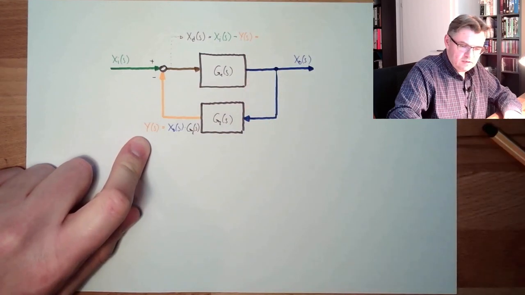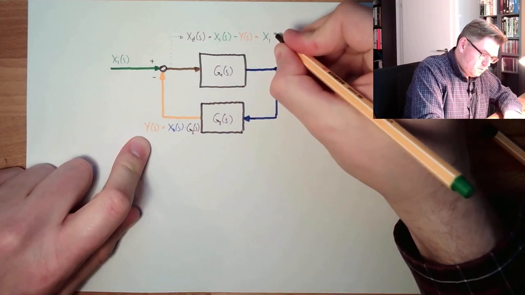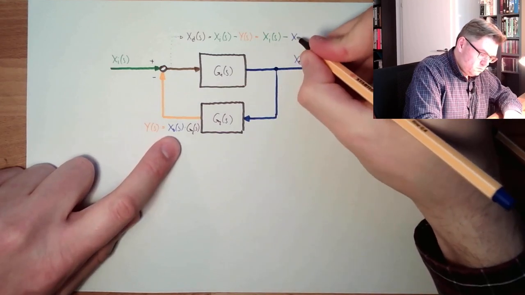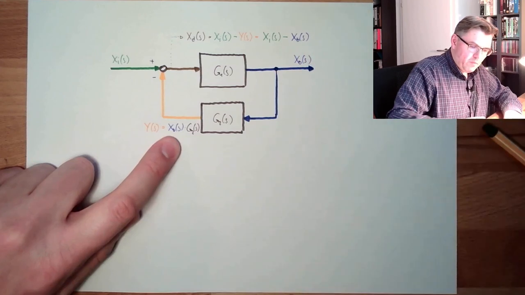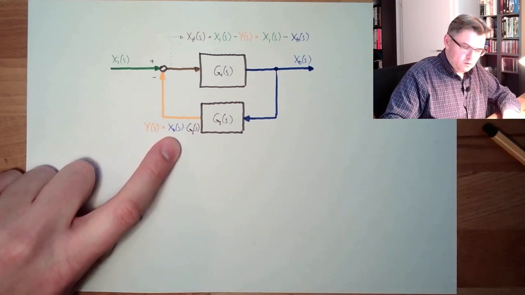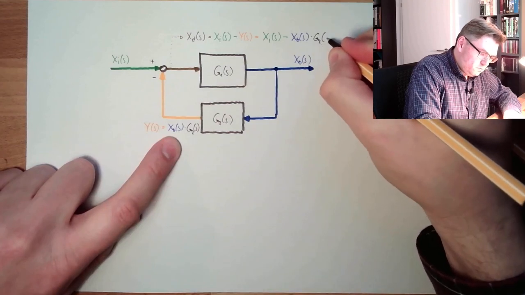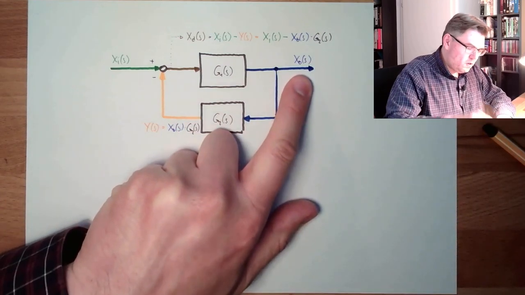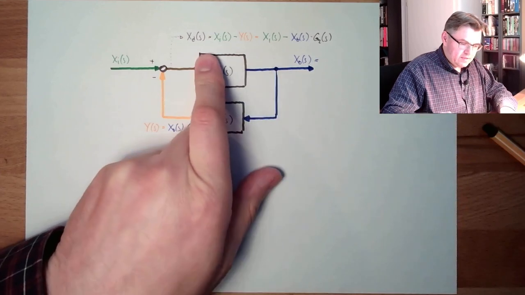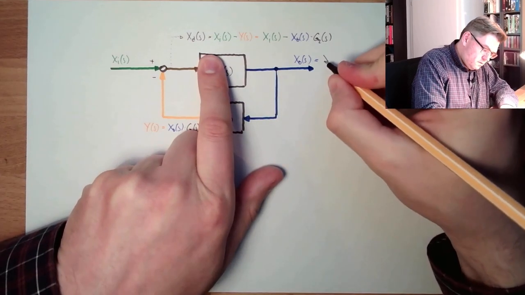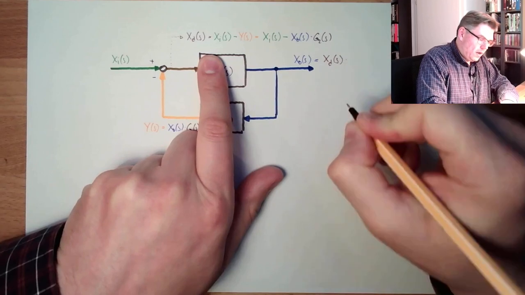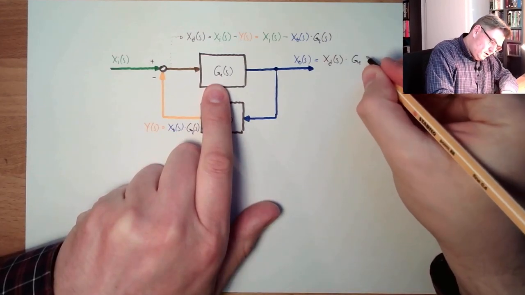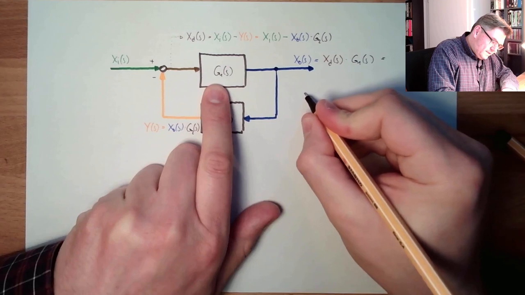And this actually is XI minus XO multiplied by G2. Simply use this. Okay, and what is XO? XO is XD multiplied by G1. So let's write this.